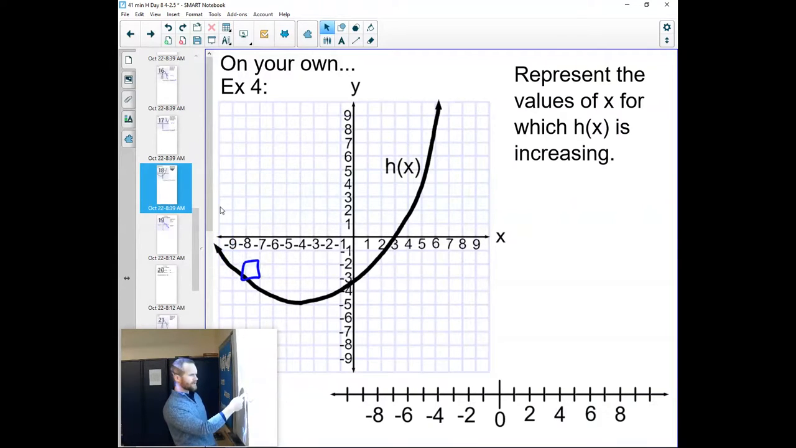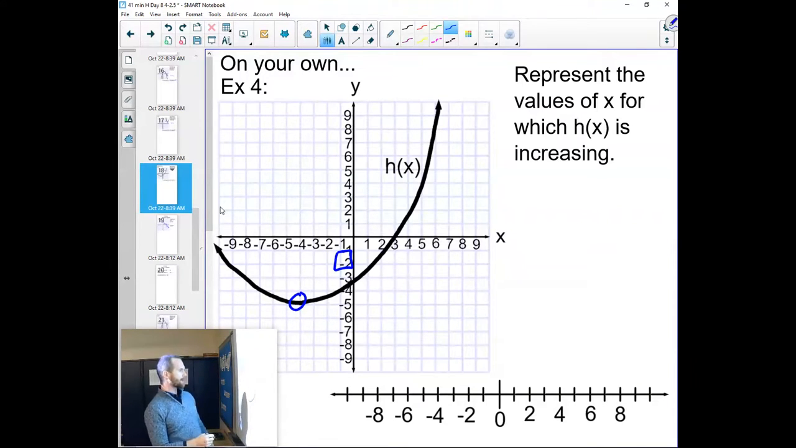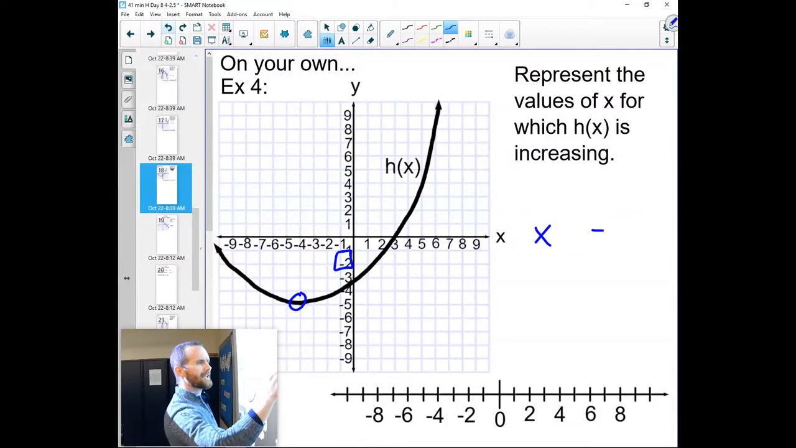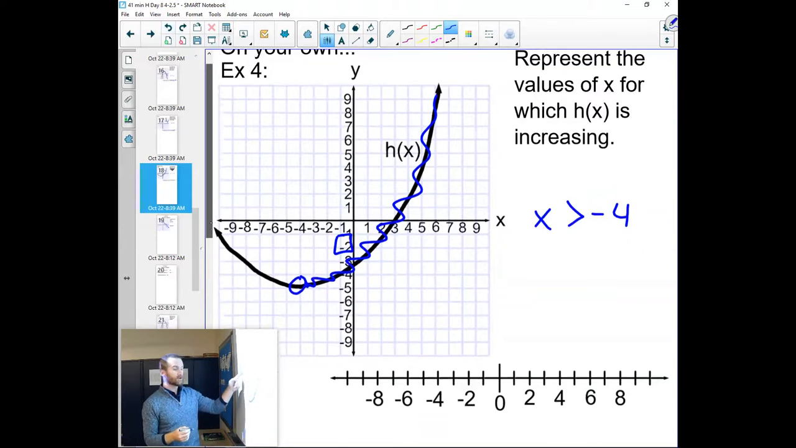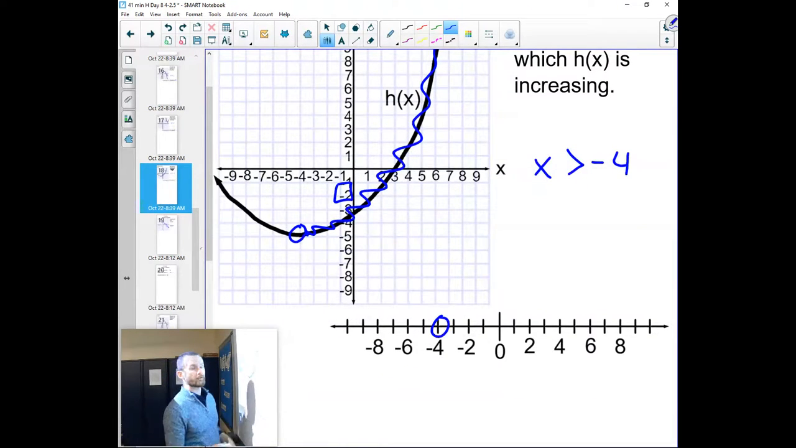So we start out decreasing, decreasing. Oh, we hit the vertex, and from there for the rest of the function, we are going to be increasing. It starts increasing right there at x equals -4. So we'll put the x and the -4, and it's everything to the right of -4, which means the x values that are greater than -4. On the number line, I put an open circle on -4 because it's not included, and x is greater than, so we shade everything to the right.